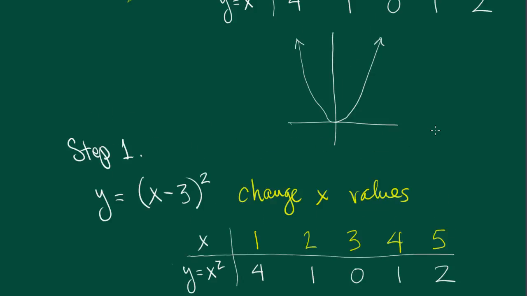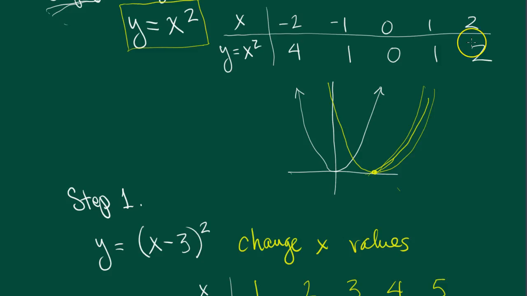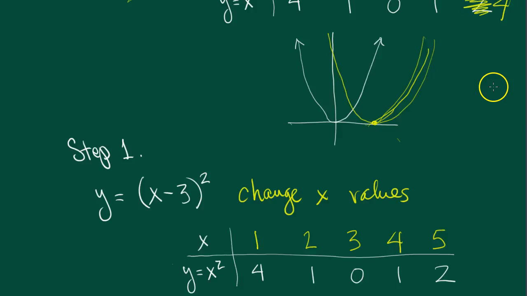And the effect on the graph is I move to the right, and so now my vertex, rather than being at 0, is at 3. But my y values haven't changed. And I notice now I have an error in one of my y values. This is supposed to be a 4. I'm sure you noticed that already.